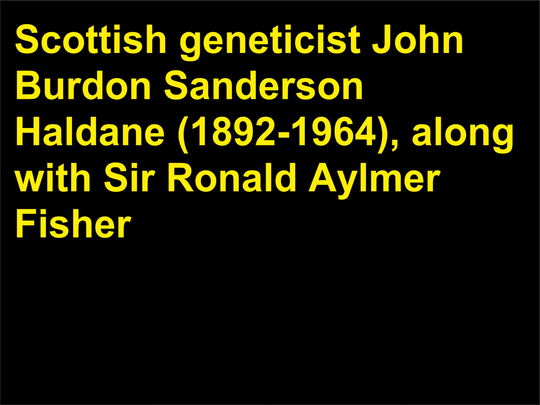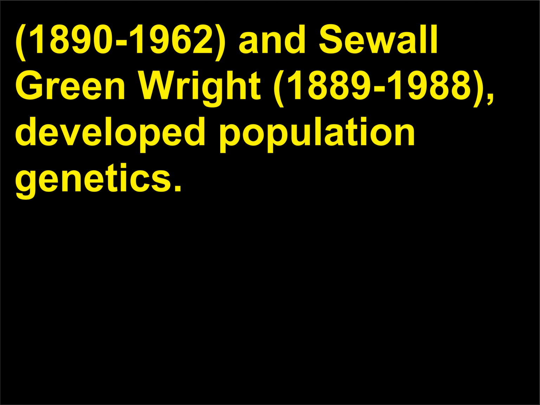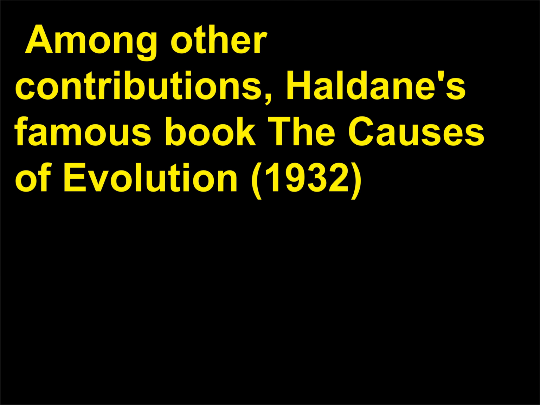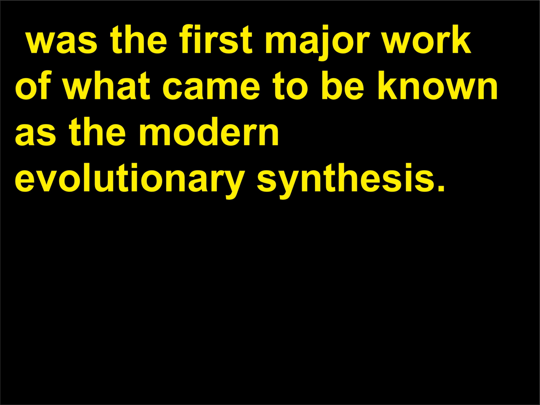Scottish geneticist John Burton Sanderson Haldane, 1892 to 1964, along with Sir Ronald Aylmer Fisher, 1890 to 1962, and Sewall Green Wright, 1889 to 1988, developed population genetics. Among other contributions, Haldane's famous book The Causes of Evolution, 1932, was the first major work of what came to be known as the modern evolutionary synthesis.